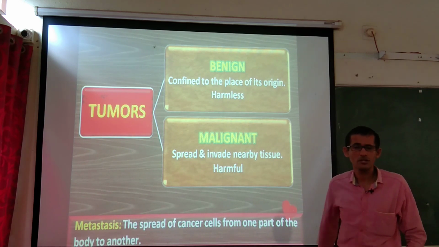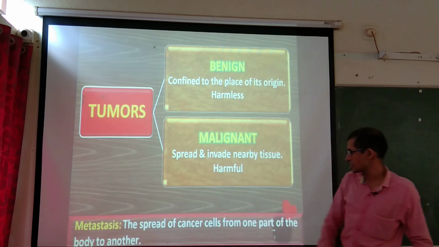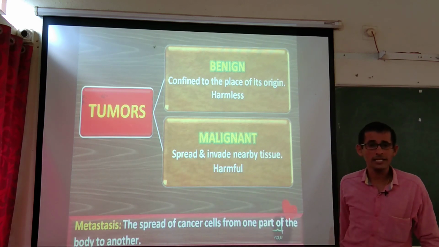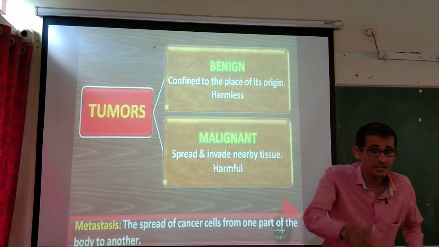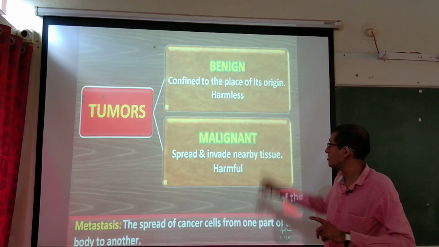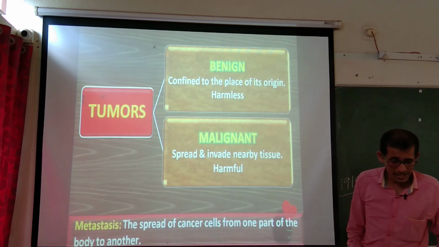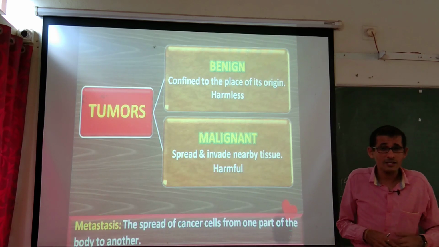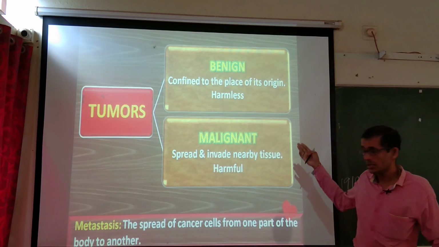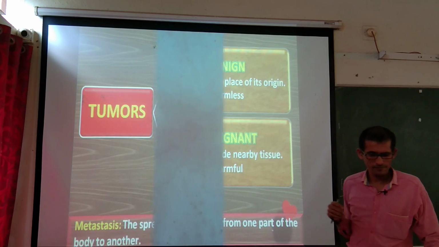There is another difference. Malignant tumor shows metastasis, the ability of spreading. So spread of the cancer cell from one part of the body to another part, that is metastasis. So metastasis will be there in the case of malignant, whereas it is totally absent in the case of benign tumor. So that is another major difference. It exhibits metastasis, as a result of that property of the cell, the spreading, which is seen in malignant.